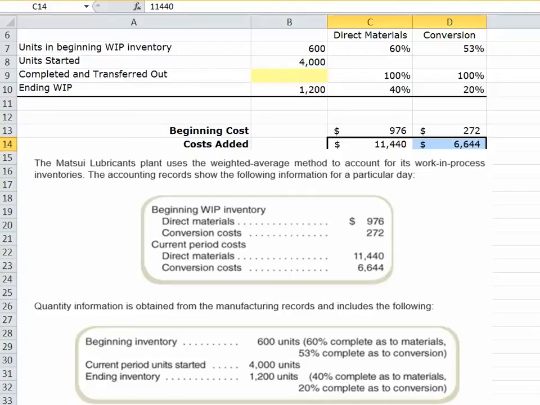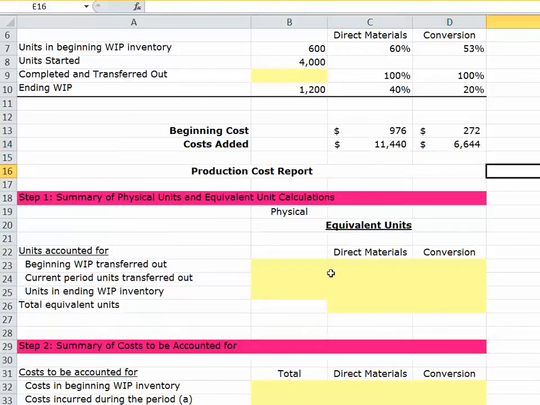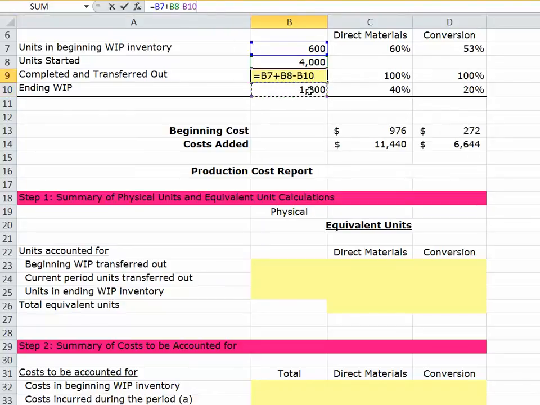Let's go ahead now and put together our process costing production report. First, let's calculate our equivalent units. First thing we have to do up top is to calculate the number of units we completed and transferred out. We had 600 in beginning work in process. We started 4,000, meaning we've got 4,600 we have to account for. Since we have 1,200 in ending work in process, that means we transferred out 3,400 units.